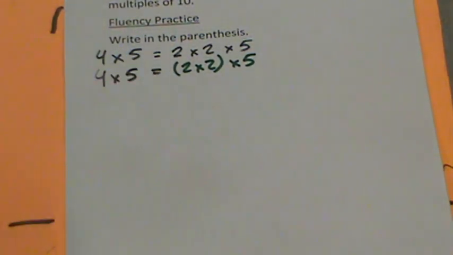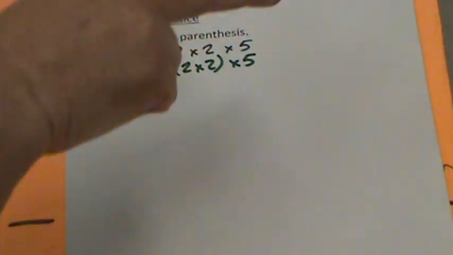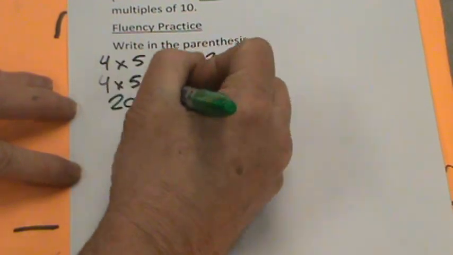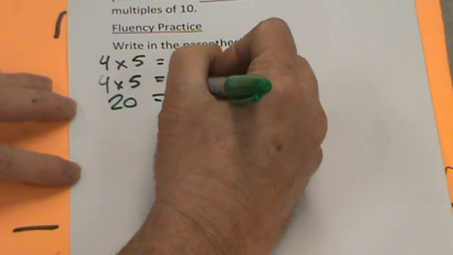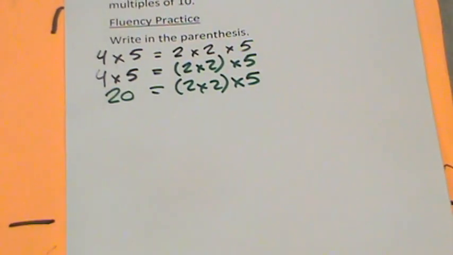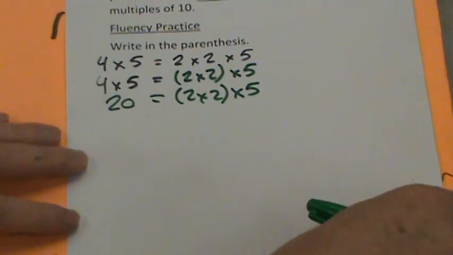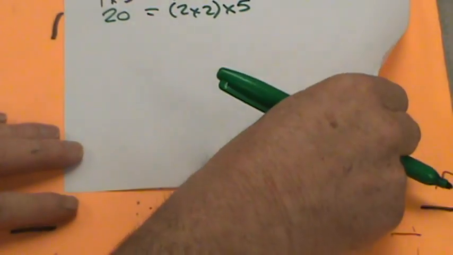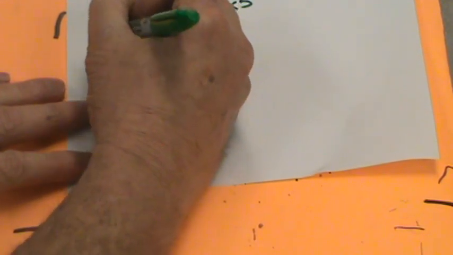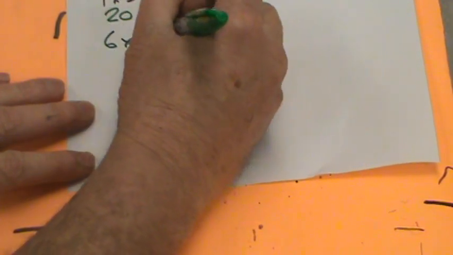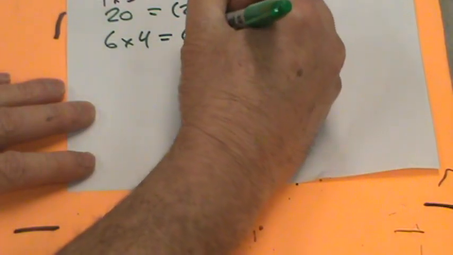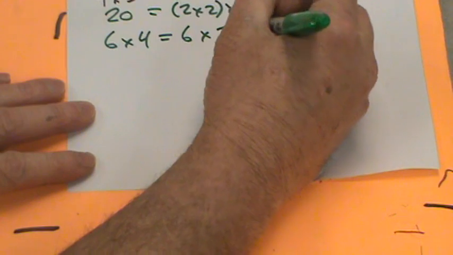So let's take a look. We know that 4 times 5 is 4, 8, 12, 16, 20. So we could say that 20 equals this equation. And write this down with me, 2 times 2, which is 4, times 5. You dig that, Daddy-O? I certainly do. Let's keep on going with a few more. We'll go up like this. And we'll go with, let's do 6 times 4 equals 6 times 2 times 2.